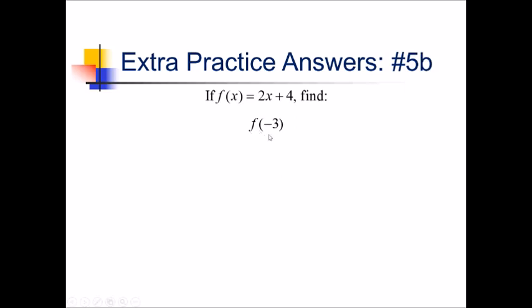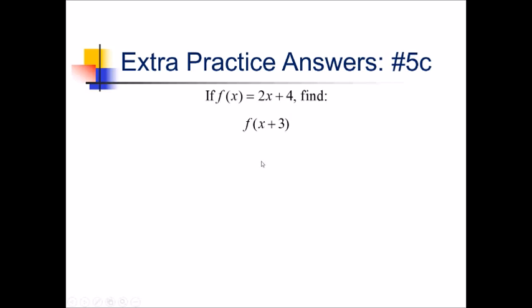To find f of -3 for this f of x function, I have to replace all the x's in the original function with -3's. So instead of having 2 times x plus 4, I've got 2 times (-3) plus 4. And notice I'm using parentheses here so that I keep multiplying. Otherwise, it looks like I'm doing 2 minus 3, which is a little bit different. So 2 times -3 is -6, and -6 plus 4 gives me -2.